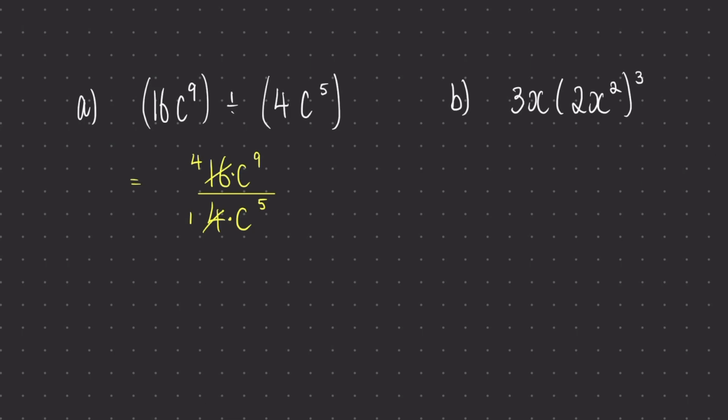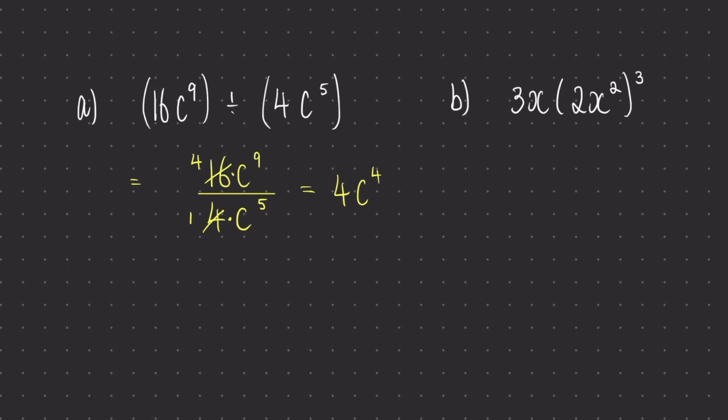Now on the right hand side with the c's, this is a division of c to the power of 9 by c to the power of 5. So I'm going to use the division rule, which is just a subtraction of the two indices. So 9 minus 5 is going to leave me with c to the power of 4. So the final answer then, with the 4 remaining on top from just the numbers, and c to the power of 4 from using the division rule to subtract away the indices.